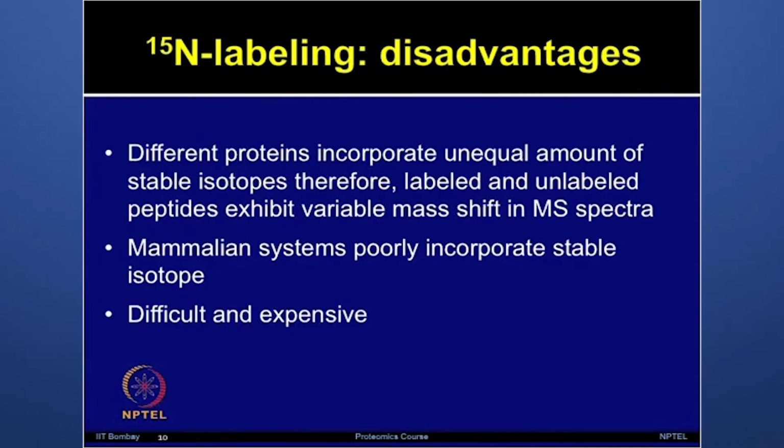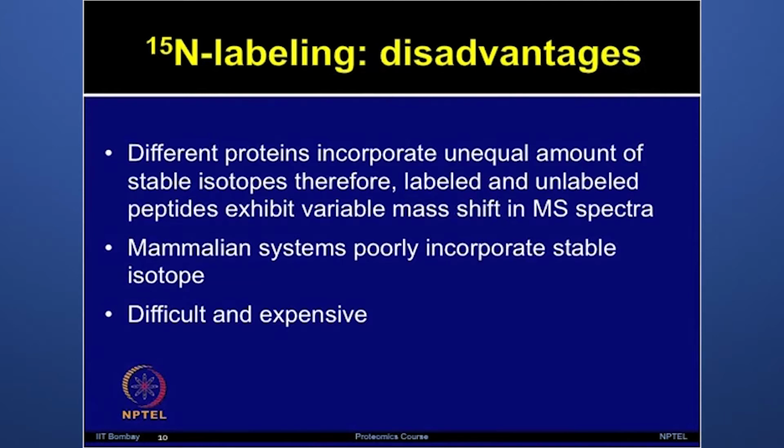Although 15N labeling is an easy method, there are various disadvantages. The protein incorporation in your control and treatment could be unequal due to these stable isotopes. Therefore, the labeled and unlabeled peptides exhibit variable mass shift in the MS spectrum. The mammalian systems very poorly incorporate these stable isotopes.